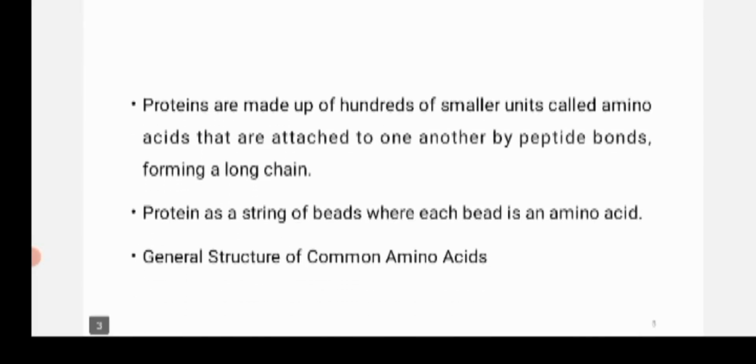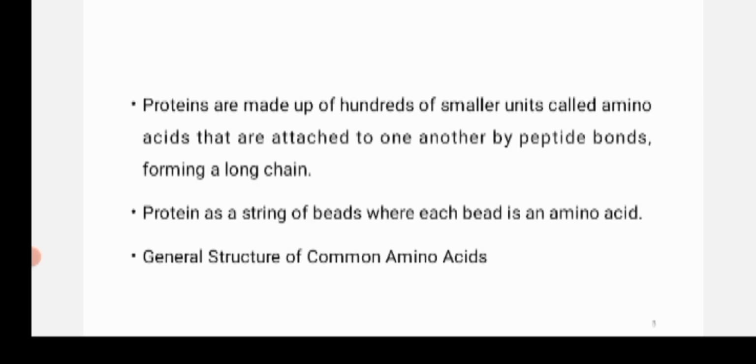Proteins are made up of hundreds of small units called amino acids that are attached to one another by peptide bonds, forming a long chain. Think of a protein as a string of beads, where each bead is an amino acid. So amino acids are joined to form a protein.